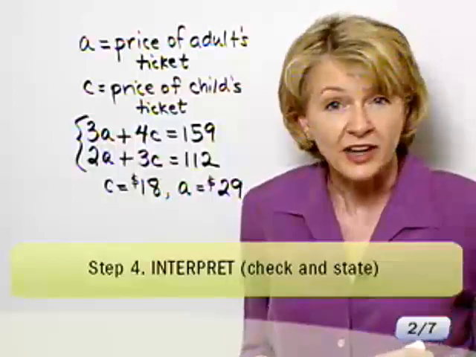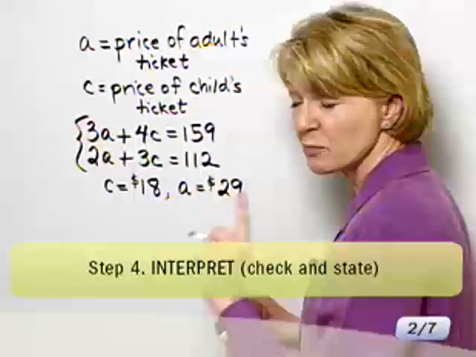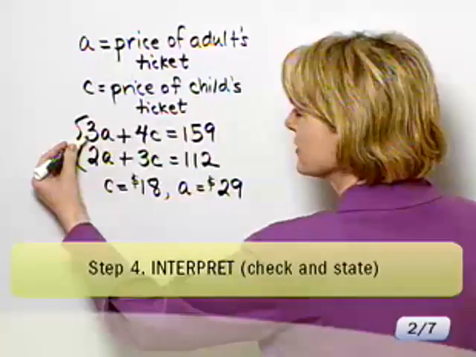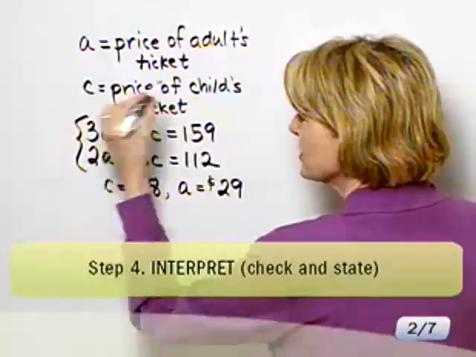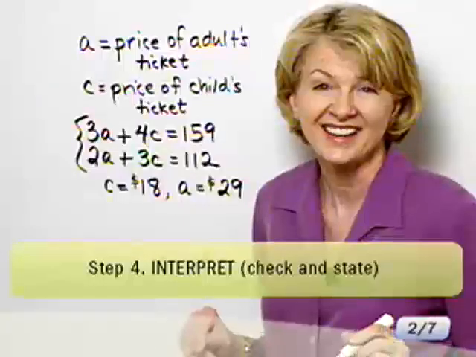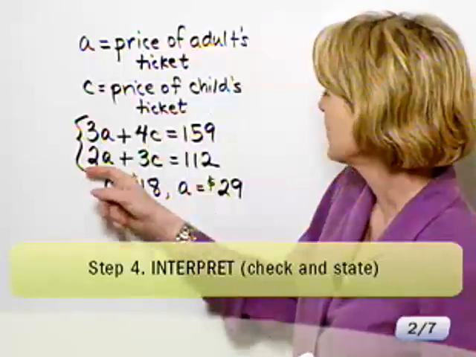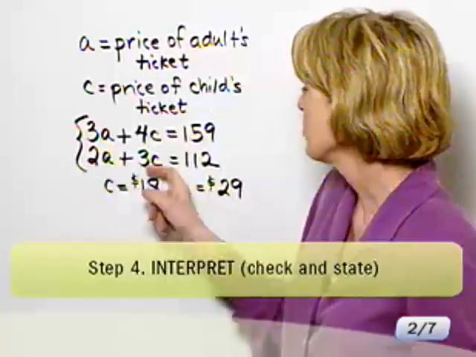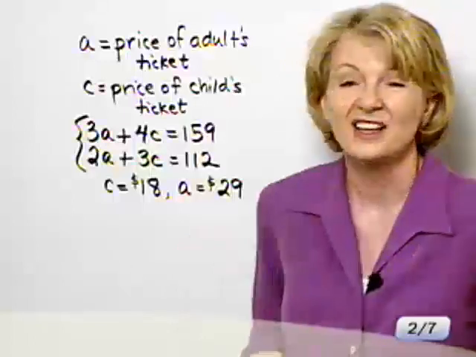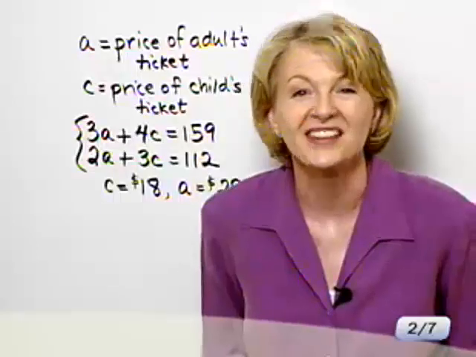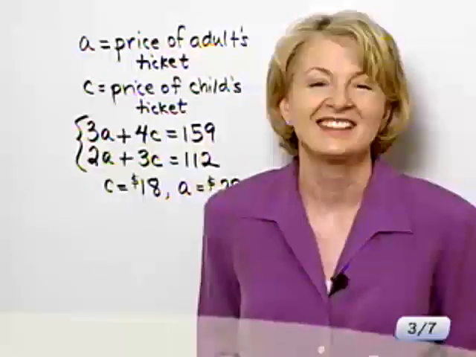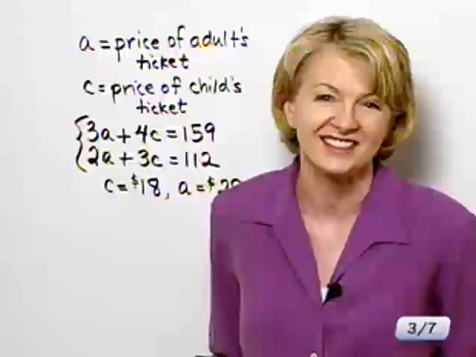Now, how can you check? See if the money needed for 3 adult tickets and 4 children's tickets is $159, and then see if the price for 2 adult tickets plus 3 children's tickets is $112. It will be. Let's now try another application.